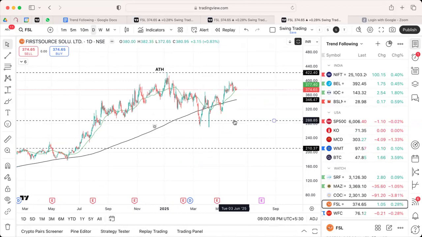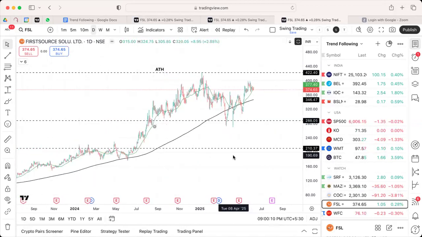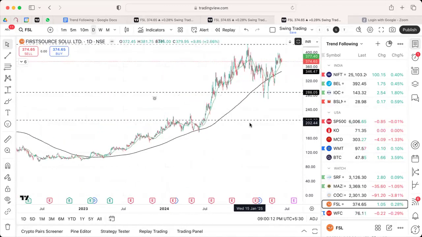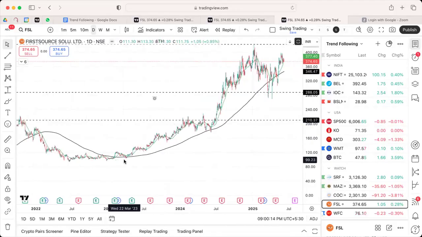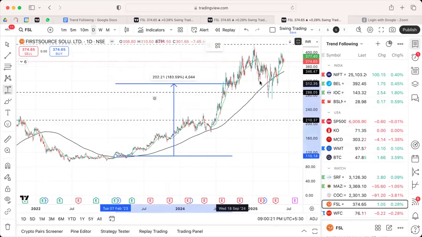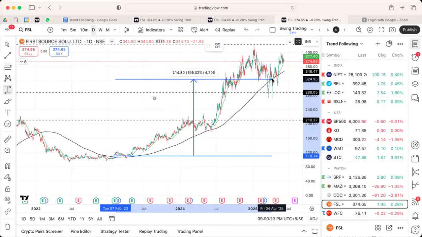Okay. But let's look at the history before that point. When the 20 had gone above, right here. So the 20 had gone above right at that point. And let's suppose that you stayed in the trade all the way through. That's 195% from February 2023 to April 25. That's a little bit over 2 years, 195%. Here's FSL. Okay. All right.